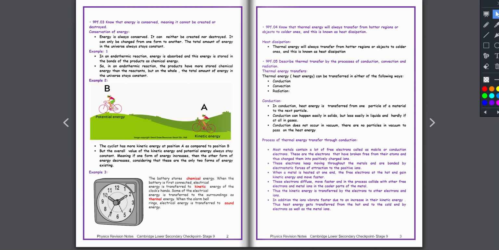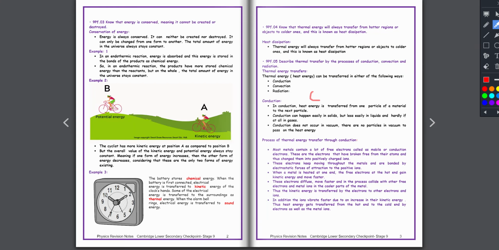So, in conduction, heat energy is transferred from one particle of a material to the next particle. Next thing about conduction is conduction can happen easily in solids, but less easily in liquids and hardly, if at all, in gases. And the last thing is conduction does not occur in vacuum. There are no particles in vacuum to pass on the heat energy. So conduction is all about particles. So let me give you an example.